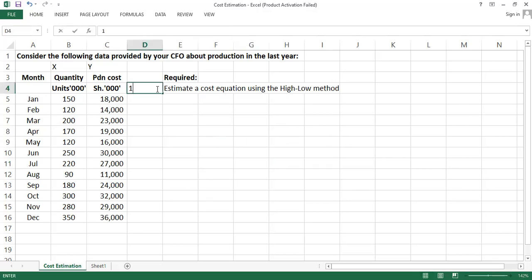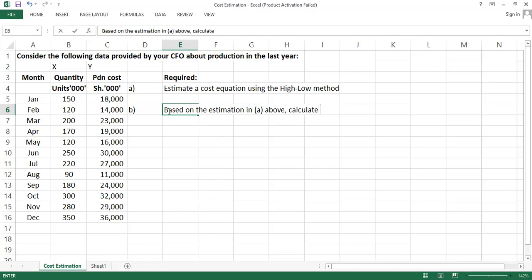Actually, let's have two requirements. Let that be required A, and then we can have required B. Required A, and then required B, that based on the estimation in A above, calculate the cost of, say, 400,000 units.